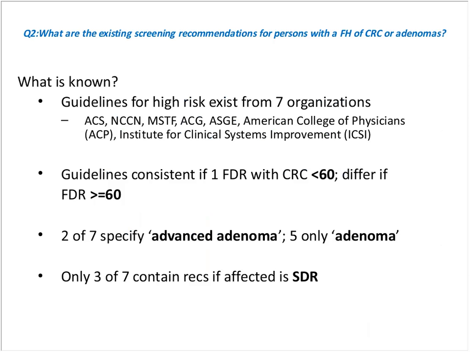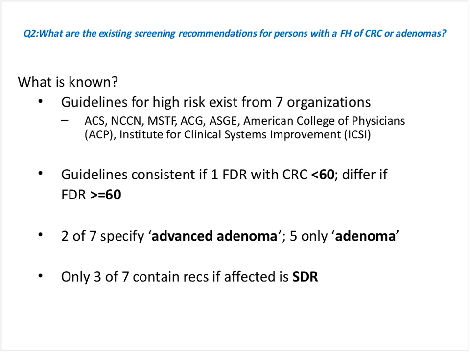For question 2, in terms of screening recommendations, we found that 7 organizations do provide guidelines specific to individuals at increased risk due to their family history, and these are listed here. American Cancer Society, the NCCN, the Multi-Society Task Force, the American College of Gastroenterology, and the American Society for Gastrointestinal Endoscopy, American College of Physicians, and the Institute for Clinical Systems Improvement. So we've included all 7 into the review.